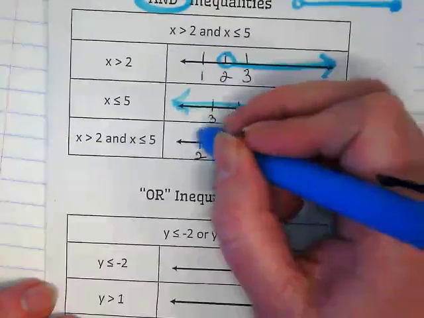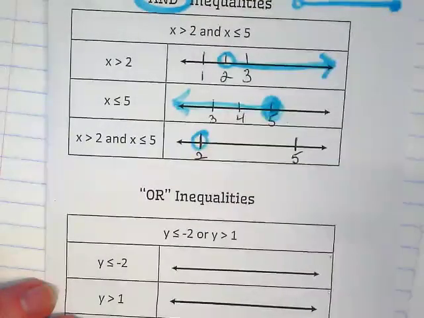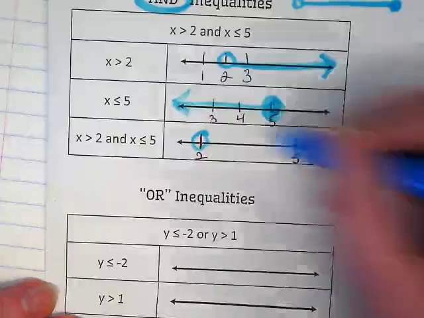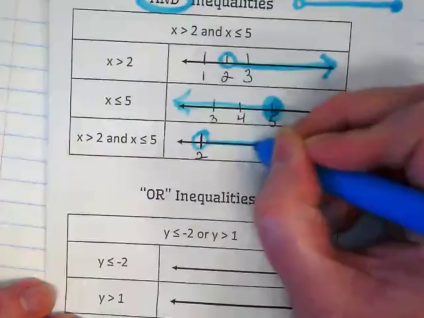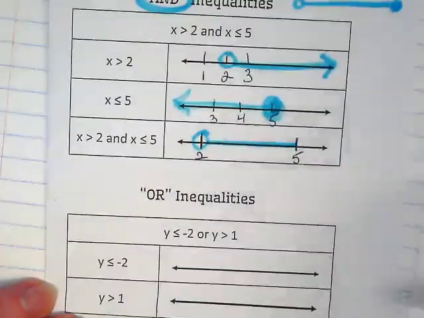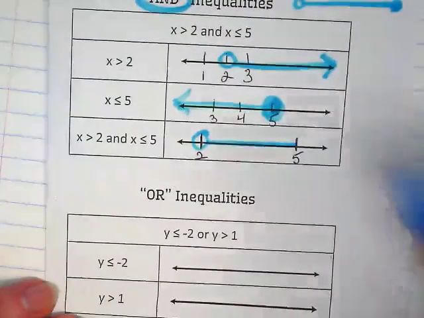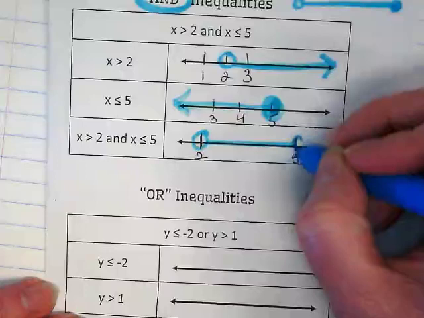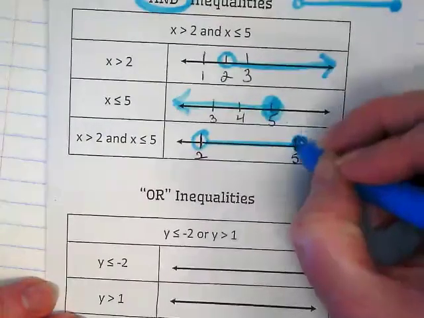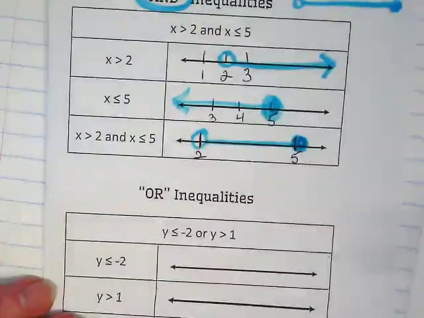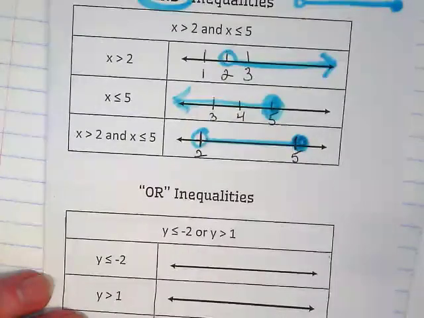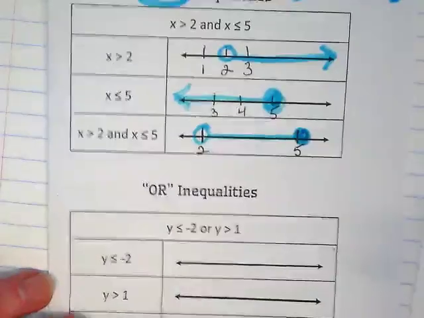What's true about the 2? It stays open. And it goes to the right. But it's going to stop at the 5, because this inequality is also less than or equal to 5. So there's my inequality. Go ahead and get that graphed.